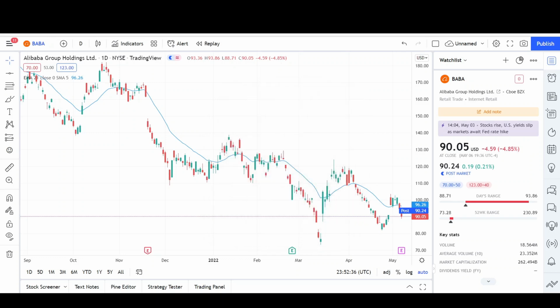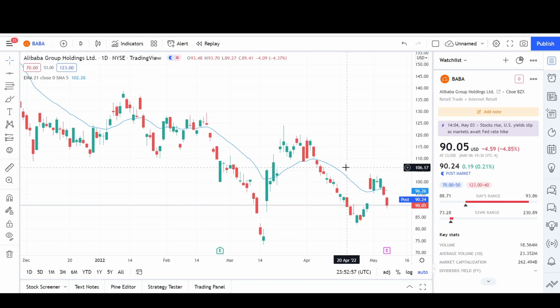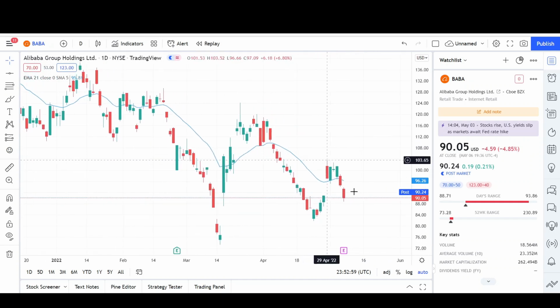I will first go over what I see in the daily chart and finish the video off with the weekly chart. It's good to have you guys back, and I hope you guys are enjoying the really volatile market that we are experiencing. So let's take a look at Alibaba.